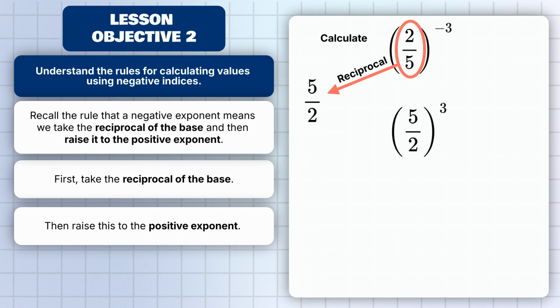Now we can calculate 5 over 2 to the power of 3 by cubing both the numerator and the denominator. So 5 cubed becomes 125 and 2 cubed becomes 8, giving us 125 over 8. This is our final answer. If we want to write it as a decimal, then we can put it into our calculator and the result is 15.625.